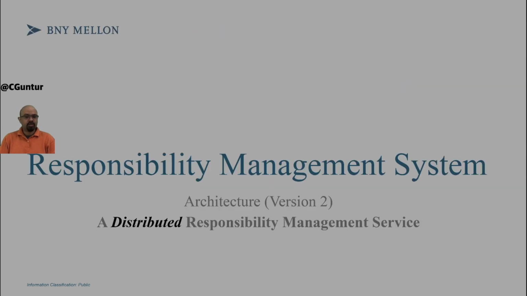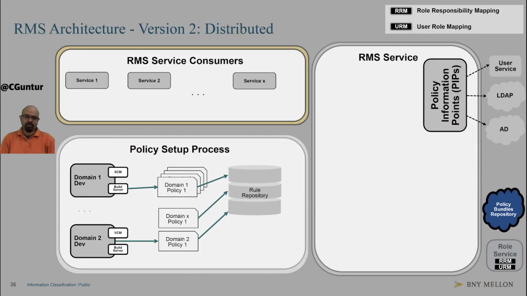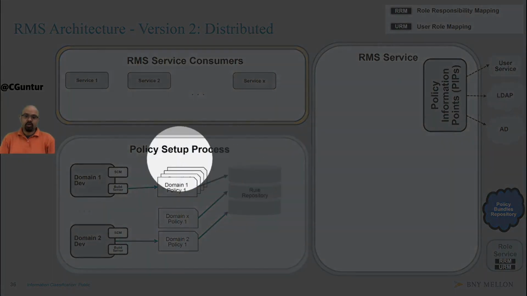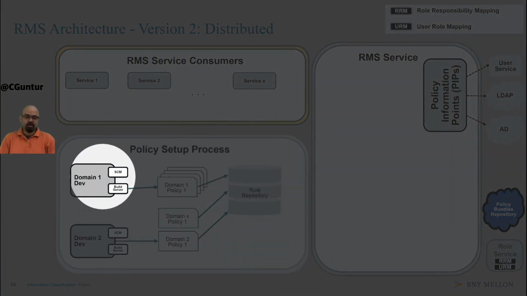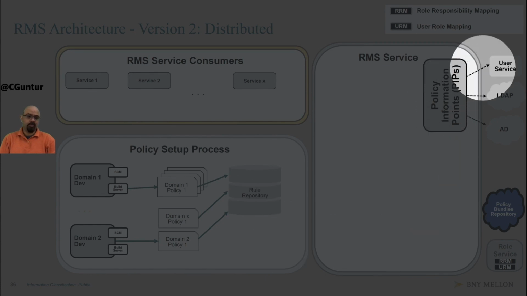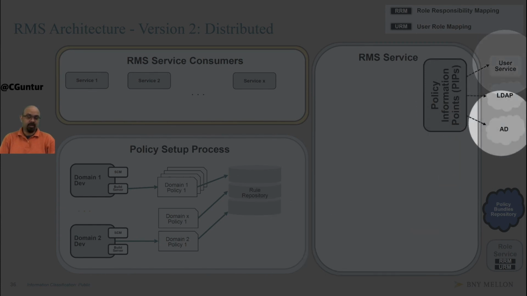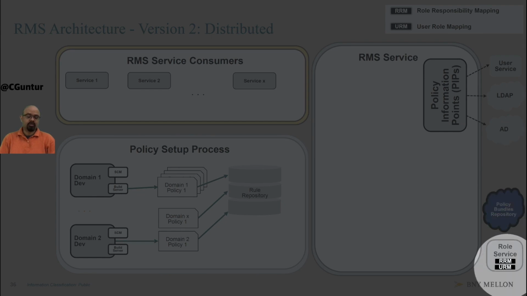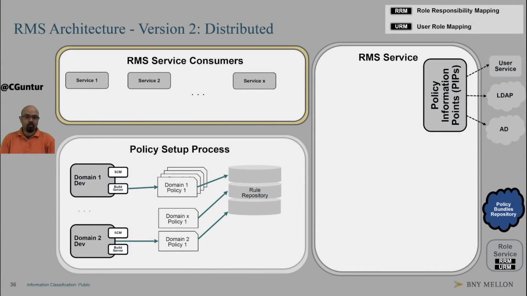Here is a distributed version of the responsibility management service. Most of the content that you saw in the earlier slides still remains. Developers still produce their policies and write them to rule repositories. We still have a policy information point. We still connect to most of our integrated services. However, role service moved down below. Let's take a look at why.